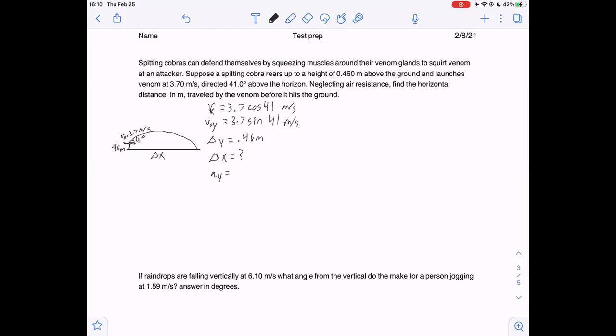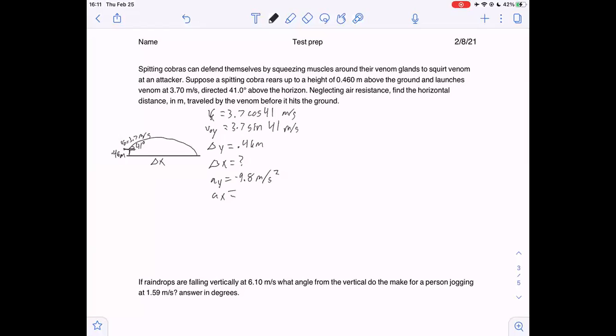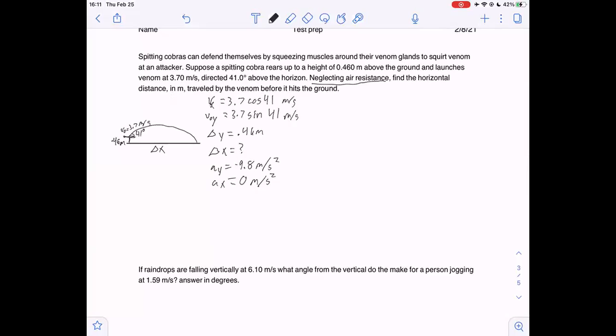What's our acceleration in the Y direction? Acceleration in the X direction? Zero or negative zero. Okay, now that we know what we know and what we don't, what do we do? What's next?